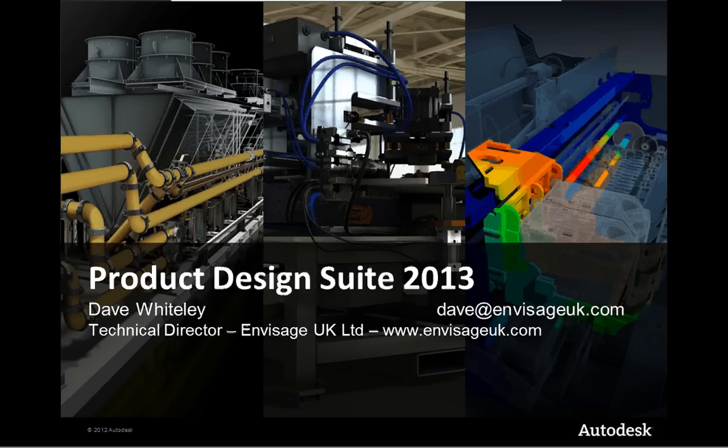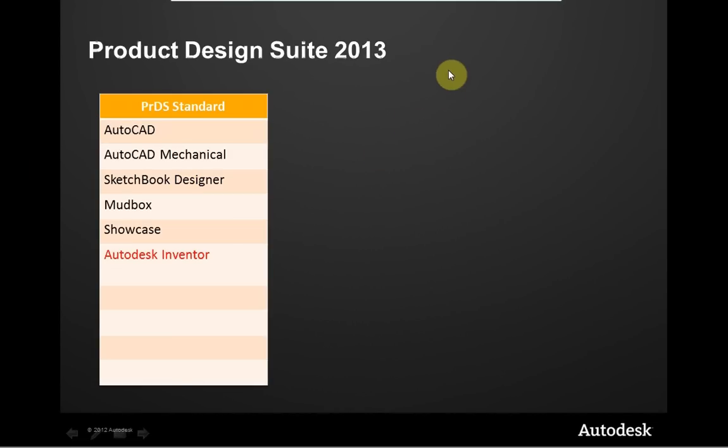In this particular webcast, I'll be going through the Autodesk Product Design Suite range and explaining what you actually get in the product. The software is available in three guises. The Product Design Suite Standard.